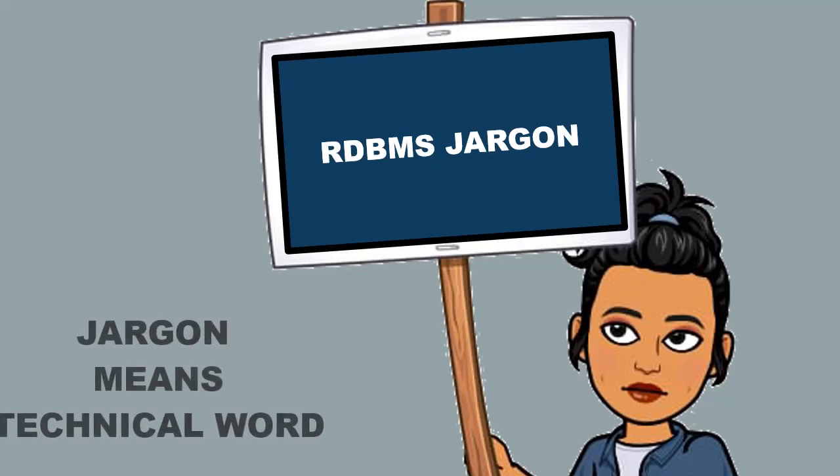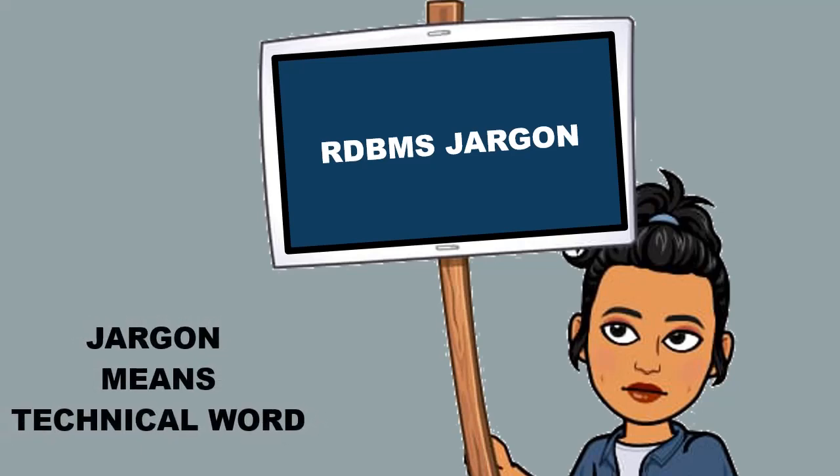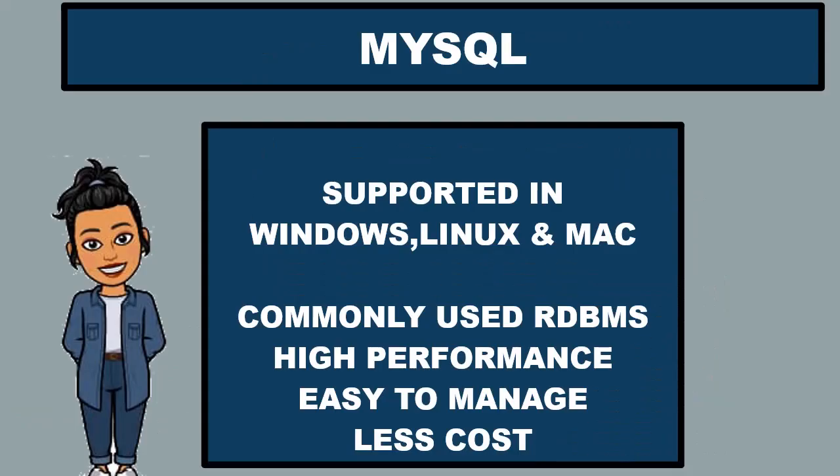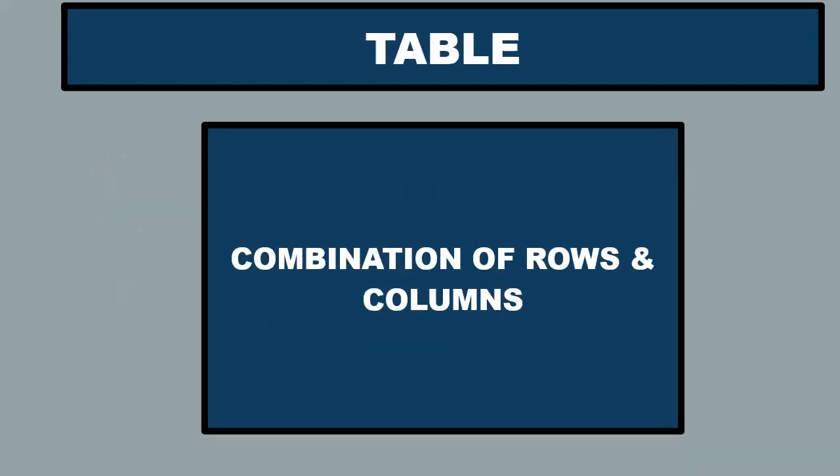RDBMS jargon. Jargon means technical words. So now we are going to see about technical words used in relational database management system. MySQL. MySQL is the most commonly used relational database as it is supported in Windows, Linux and Mac OS. It is a high-performance database which is very easy to manage and the cost of it is also very less.